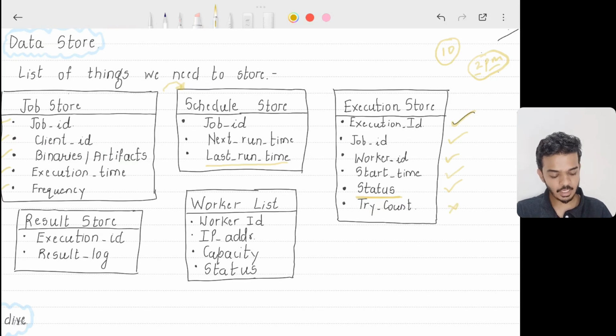If the job fails, then it will also need to store the try count. The try count is the number of times the job can be rescheduled in case it fails. So it will store the try count. It can also store the end time of the job, and it can also store the max count of the job, so the maximum number of times the job can be rescheduled after failing. Based on our requirements we can store these two things also.